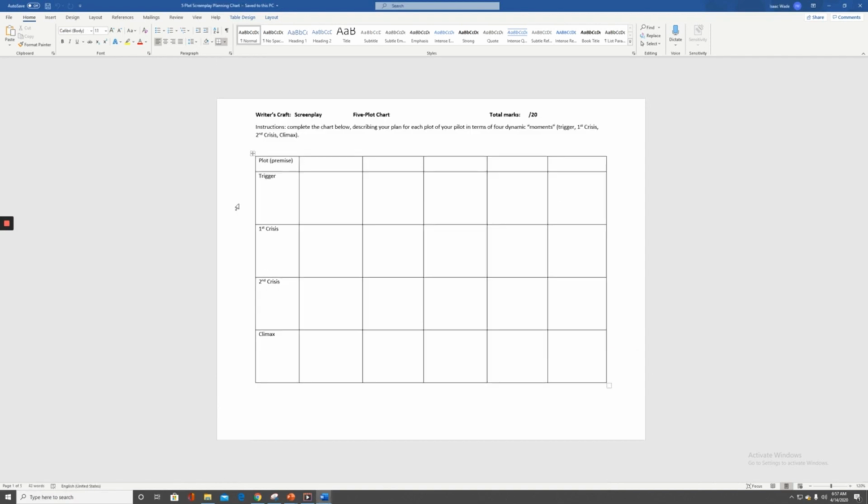So what are your plots? What would you call them? What's the premise of the plot? And what are the moments in the plots where the premise is triggered? And how do you amp up the action? And how do you want this whole thing to be climactically resolved?